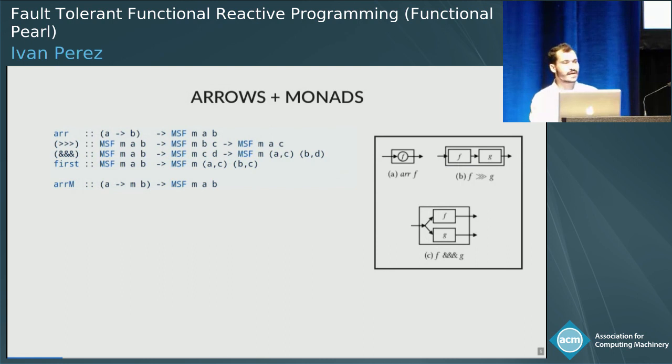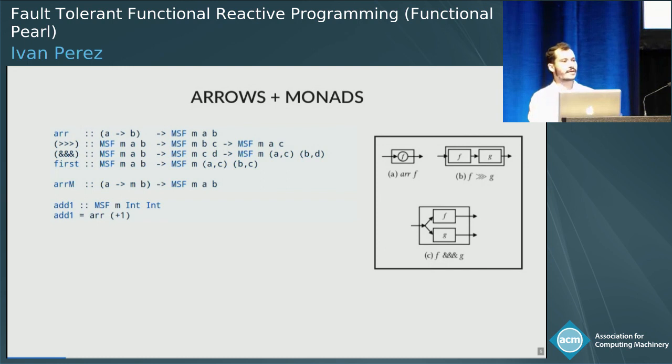So the API that you use is the arrow API. These are arrows. Monadic stream functions are arrows for a given monad. So you can compose them. You can lift a pure function. You can put them in parallel. And you can also lift a Kleisli arrow, which means that you can lift something that has side effects at every sample. And this is what we will use to add fault tolerance information to reactive programming.